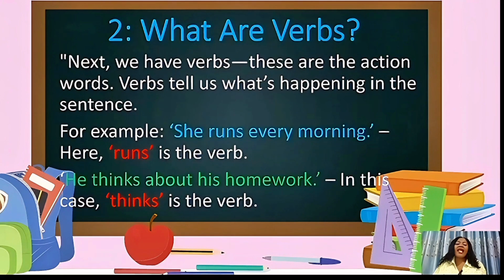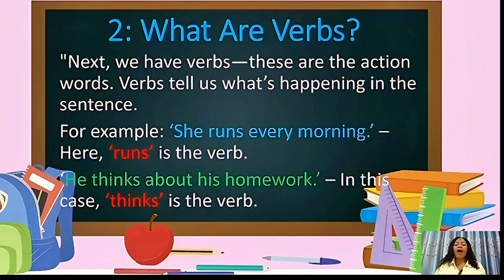And let's move to another, which is a verb. What are verbs? Next, we have verbs. These are the action words. Verbs tell us what's happening in the sentence. They are the action in the sentence. For example, she runs every morning. If you look at this sentence, you realize that runs is the verb because that is the action in the sentence.